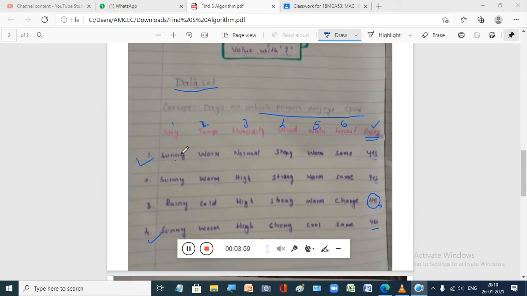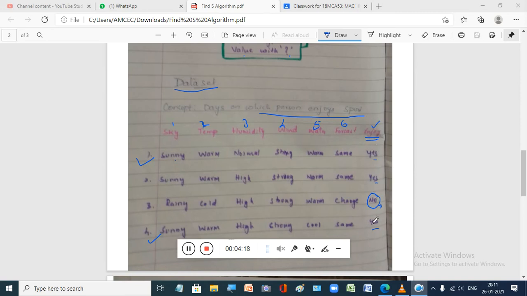Now let us take a data set. This is the given data set for us. The concept we want to learn, or train, is the days on which persons enjoy sports, right? There are certain features given for us: sky, temperature, humidity, wind, water, forecast, enjoy.